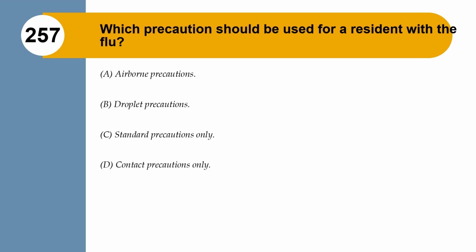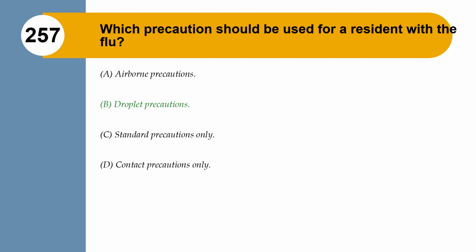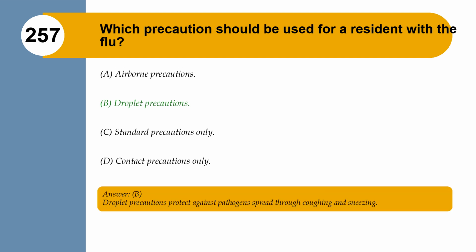Question 257. Which precaution should be used for a resident with the flu? Option A. Airborne precautions. Option B. Droplet precautions. Option C. Standard precautions only. Option D. Contact precautions only. The correct answer is option B. Droplet precautions. Explanation. Droplet precautions protect against pathogens spread through coughing and sneezing.